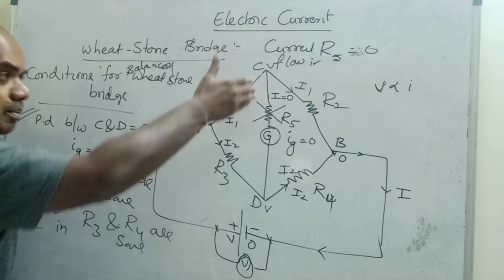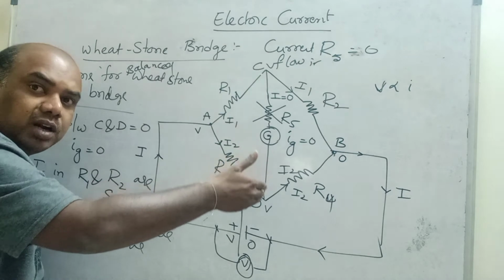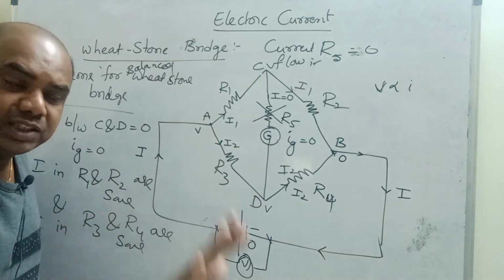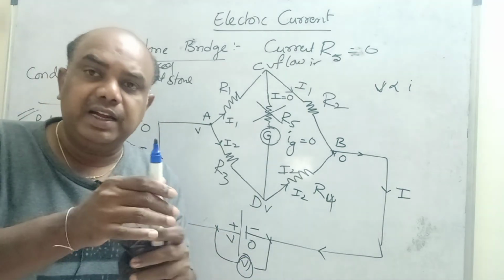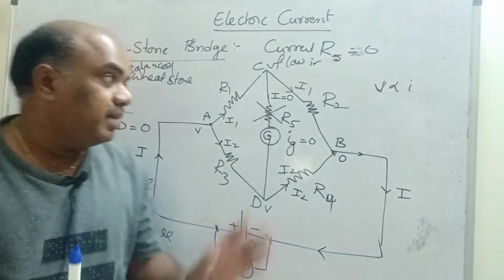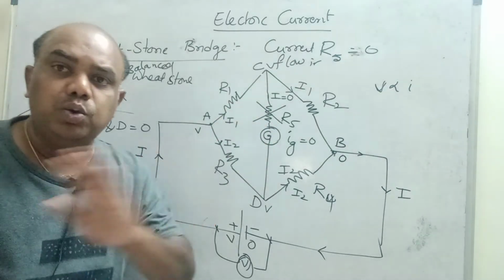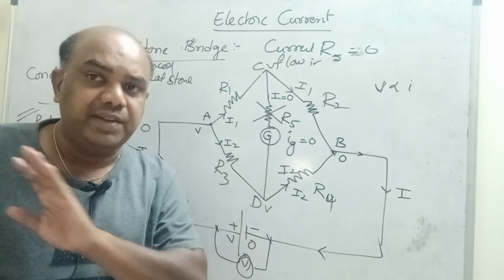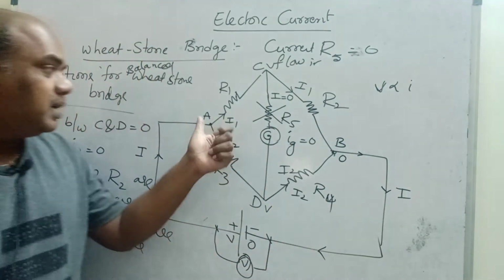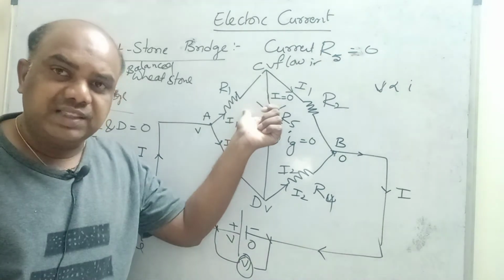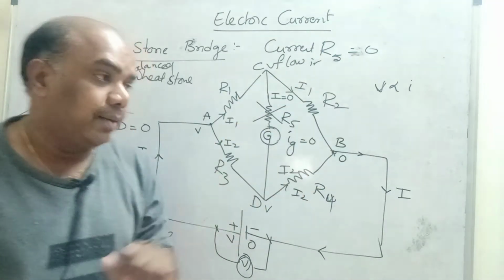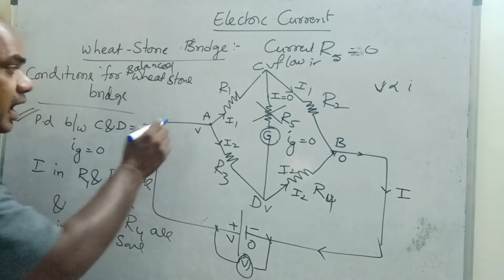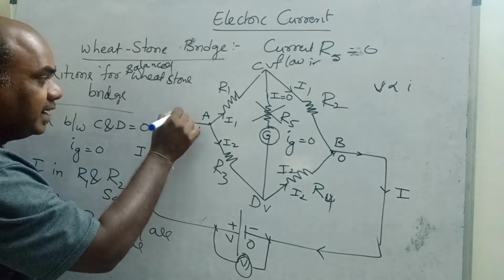Balanced Wheatstone bridge means current does not flow through the galvanometer. That means the galvanometer shows 0 deflection, the indicator is not deflecting. That means no current is flowing in this resistor, so even though it is present in the circuit, there is no use of that resistor. How much current flows from the first resistor, the same current goes from the second resistor. Similarly, here the current is divided. Let us consider 2 ampere current is divided.